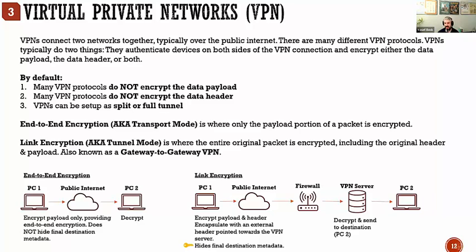Versus link encryption is where you are not talking directly to PC2. It's going to a VPN server, which is then dropping the encryption and sending on to the final destination. So it's doing an extra encryption with an external wrapper or header around it that says send this data to the VPN server. So it hides your final destination metadata so that somebody doesn't know where you're actually talking to. So they both have pros and cons. The link encryption's got a little more overhead and it takes a little more time to have to encrypt everything. But it does provide you a little bit more privacy. It hides your final destination.